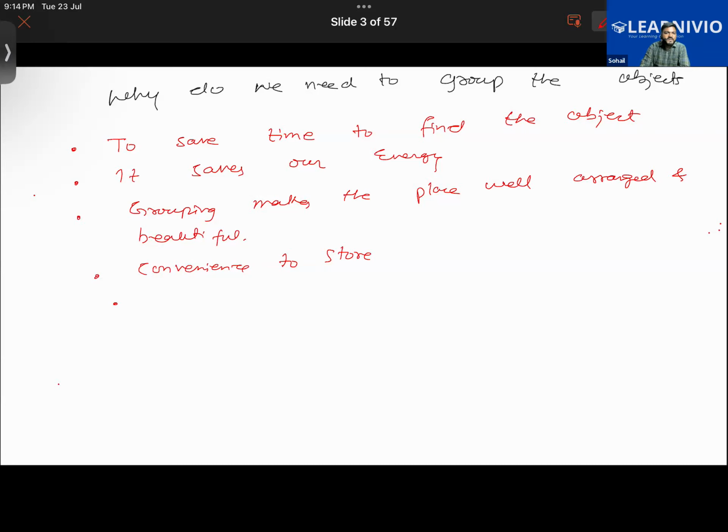Also, you'd be required to draw different diagrams, and they would be scrambled and hard to find. Exactly. So you'd be putting all the diagrams at one place and the writing part at the other place. So another thing is convenience to study also. So these are the general reasons why we need to group the objects.